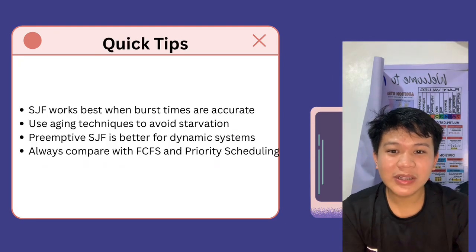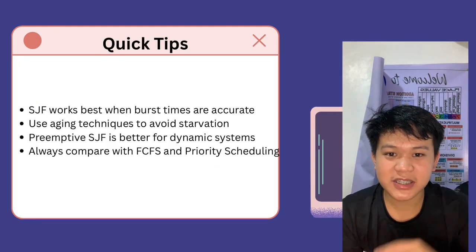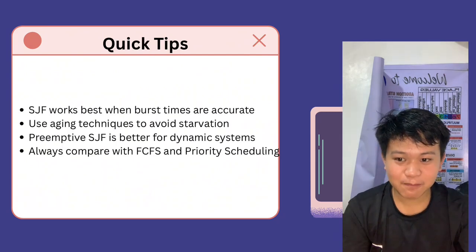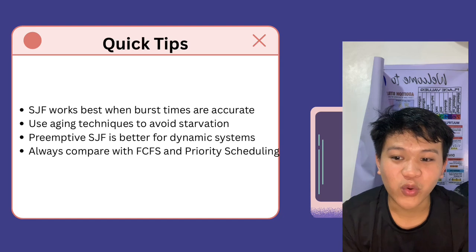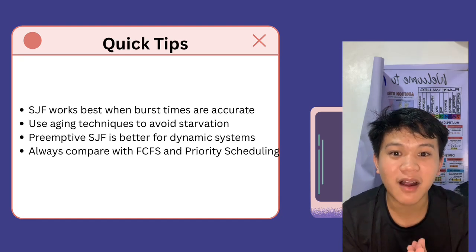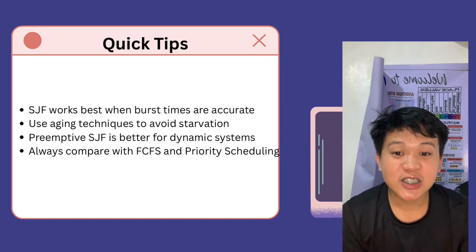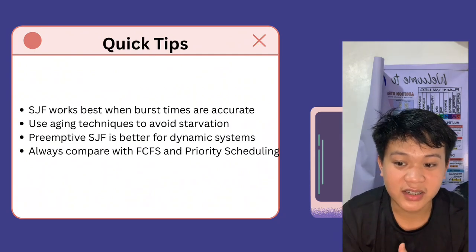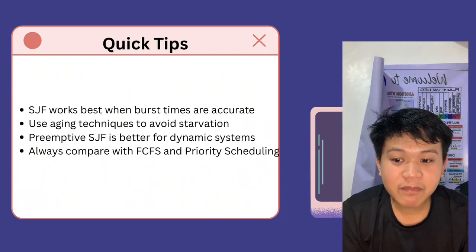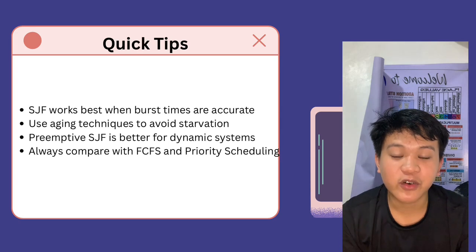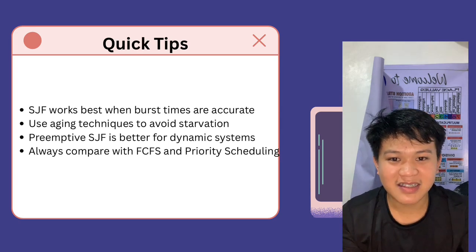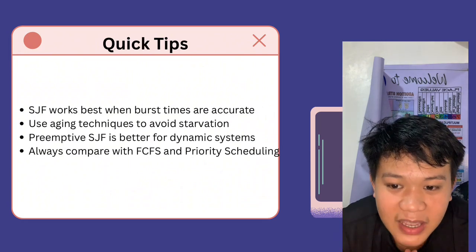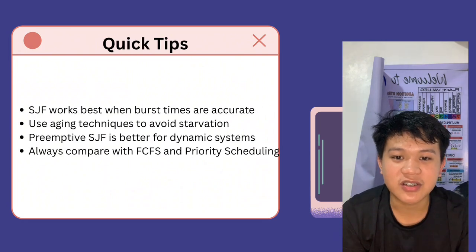I will give you some quick tips about SJF. The first tip is that SJF works best when burst times are accurate. Also, use aging techniques to avoid starvation. Preemptive SJF is better for dynamic systems. And the last one is to always compare with FCFS and priority scheduling.